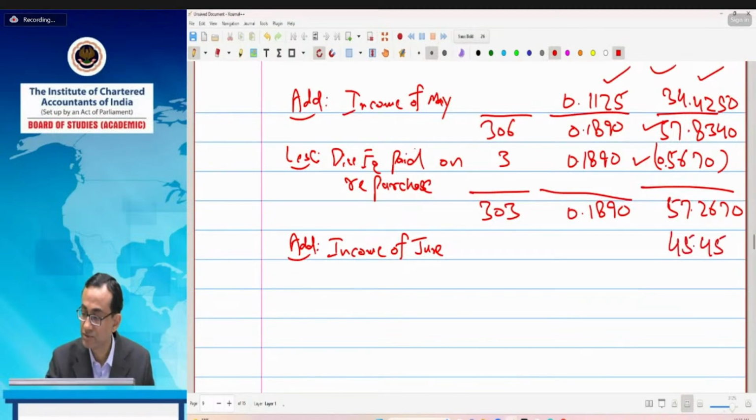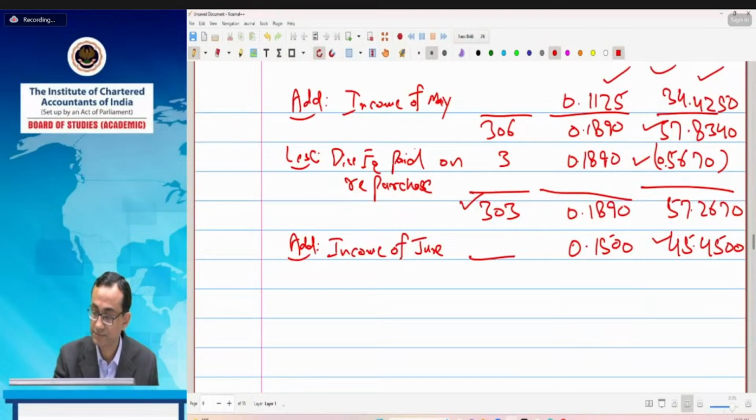45.45 given in the question. Okay. And this 45.45 will be divided by 303 units to arrive at the per unit figure, that is 0.150. The figure will be 1.150. Now, the total amount will be 102.7170 and it would also be added. So it will be 0.3390.